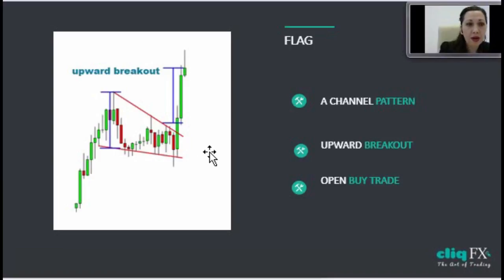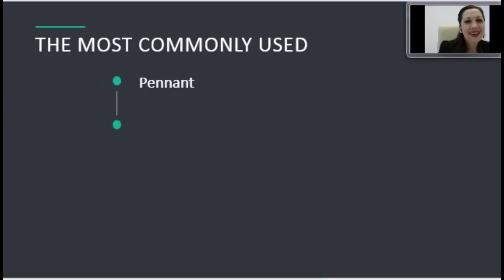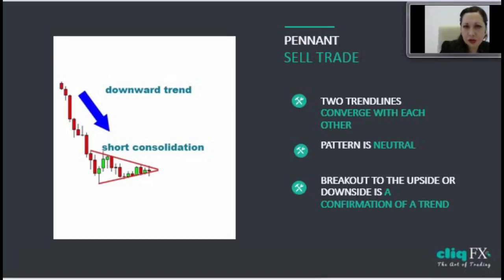Pennant. Pennant looks like a symmetrical triangle. Yes, and it's also characterized by converging trend lines and the stagnation of the market or the price, or a short period of consolidation of the market. You remember the example that I was saying, when the market participants are not actually sure in which direction to open trades. So this is a short period of consolidation. The market also breathes in, breathes out, and continues to move.